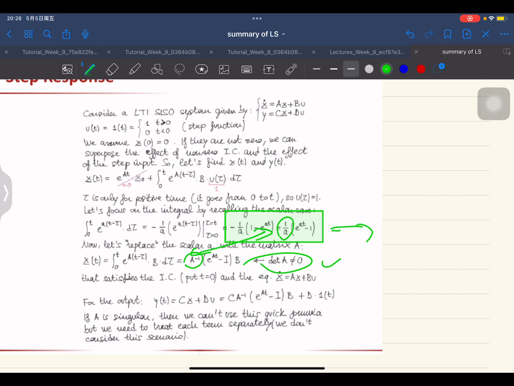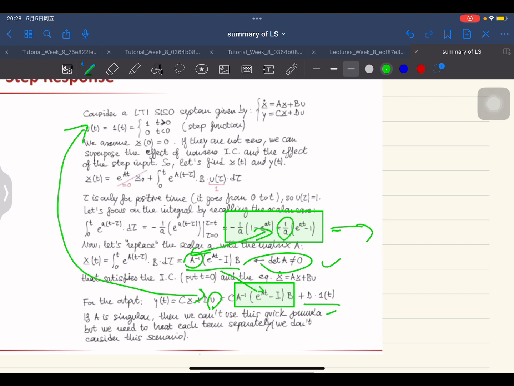Put t equals 0, and the equation is x-dot equals Ax plus Bu. For the output, y(t) will equal Cx plus Du. And from before, we have got this x solution. So we take this x solution into here. Okay, and now the output is the condition we have given when t is bigger than 0.